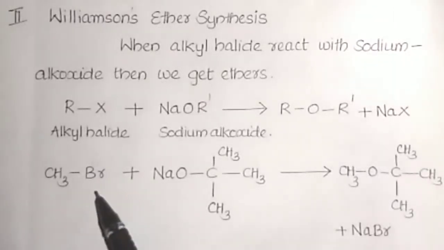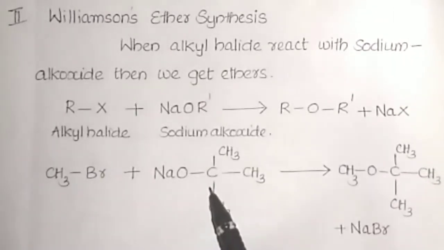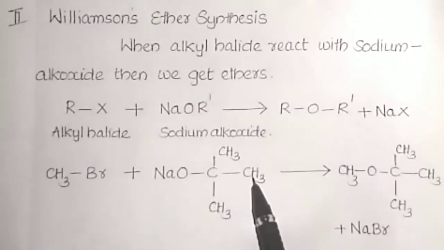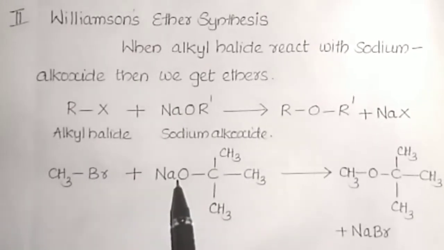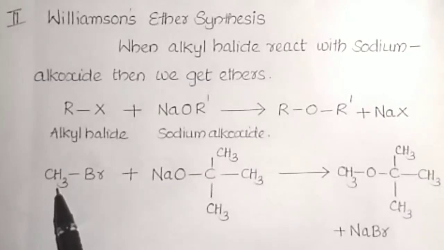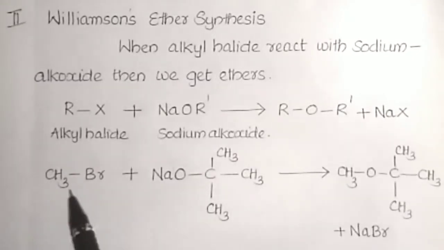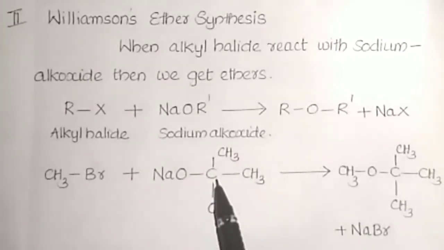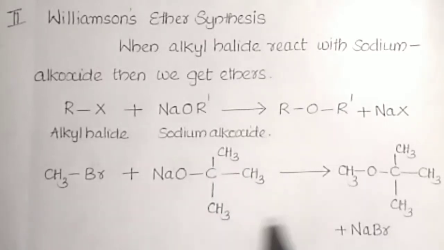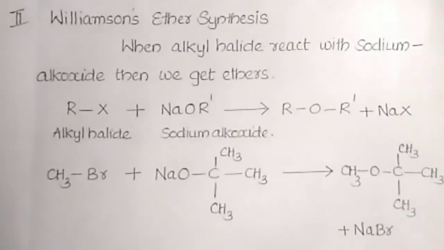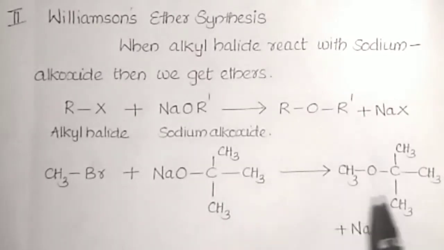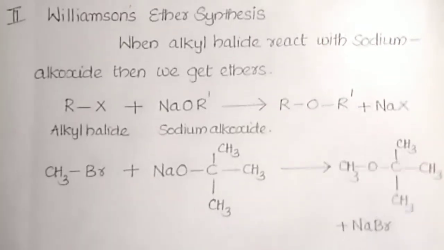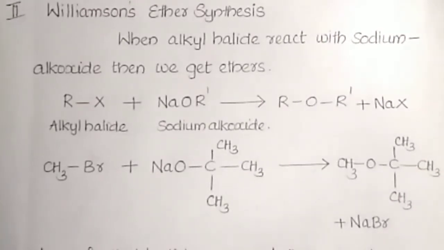Here also, this alkyl halide reacts with sodium alkoxide, then NaBr elimination takes place, and we get the product CH3O, CH3 plus NaBr. So if the tertiary alkoxide is present, then we get an ether. But when a tertiary alkyl halide is present, then we don't get an ether.